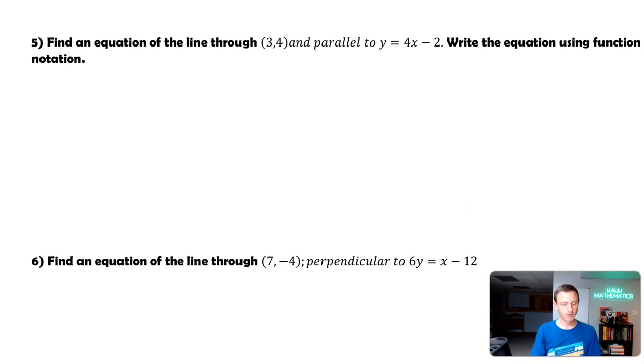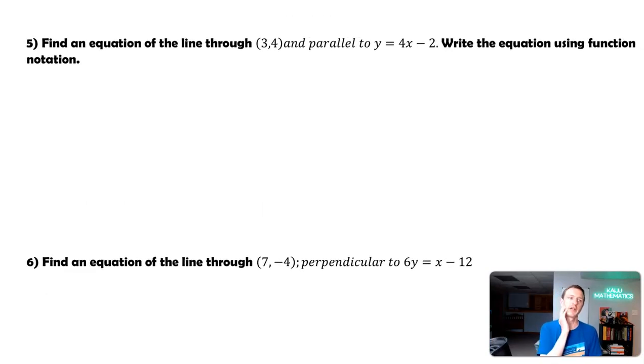Next two questions. Number 5 says, find the equation of the line through the point and parallel to that line. And then it says, find the equation of the line that is through that point and perpendicular to the other line. So let's first identify a couple key aspects. First of all, parallel. What does parallel mean? That means the slopes are the same.